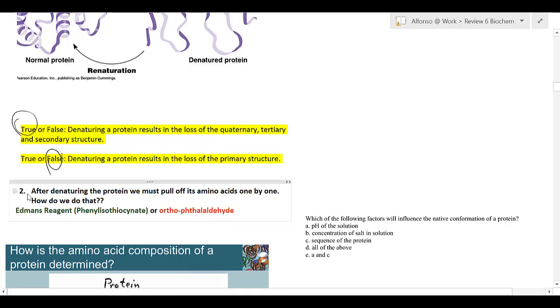Okay, so number 2, after denaturing the protein, we must pull off its amino acids one by one. How can we do that? And that is Edman's reagent. So Edman's reagent takes off every single amino acid one by one.